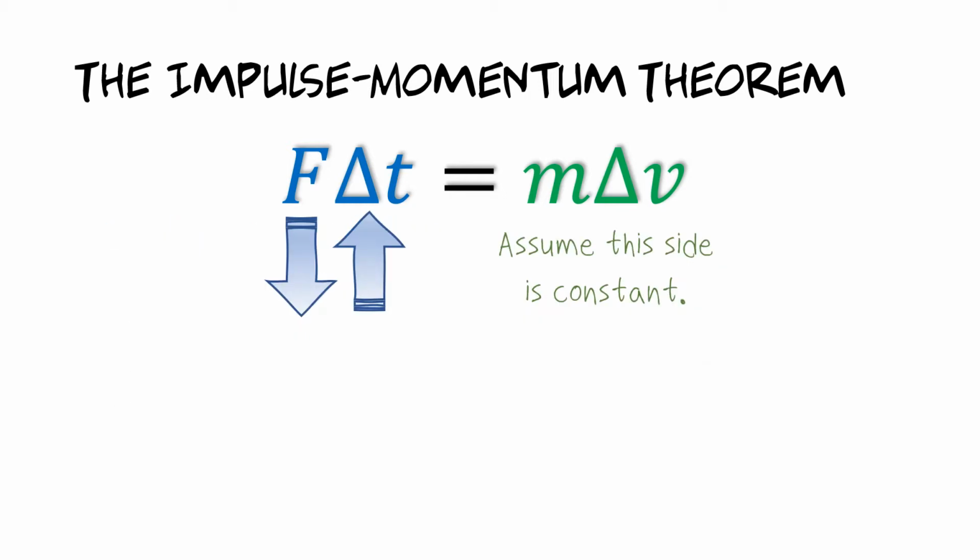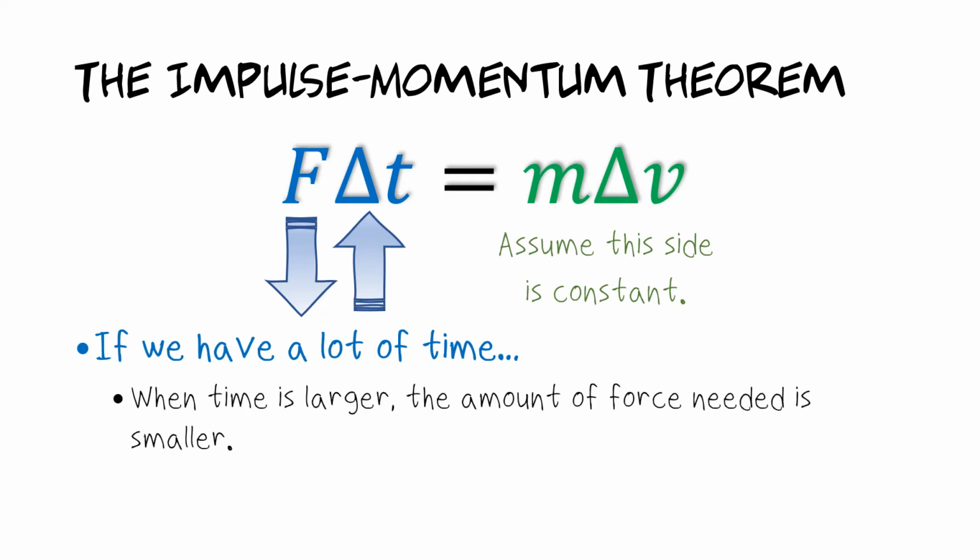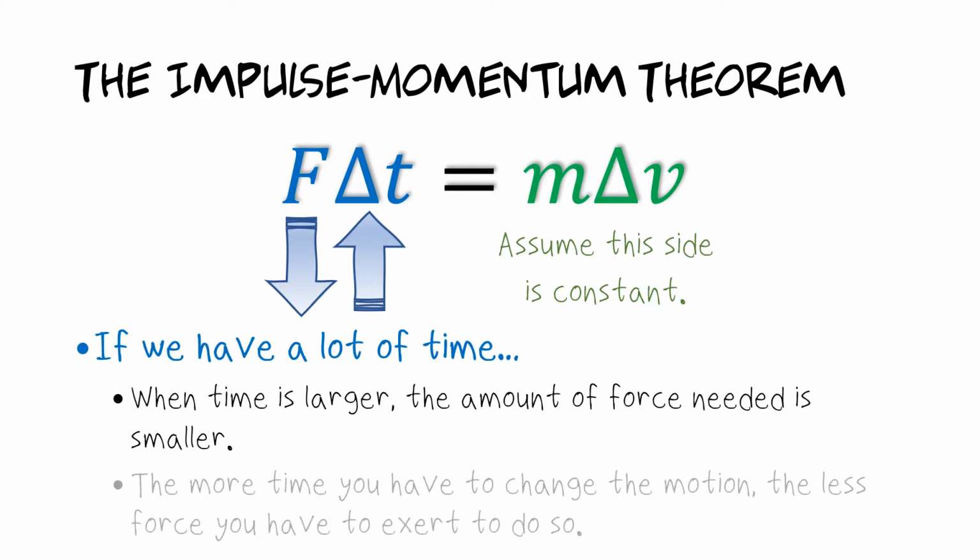So let's take a look at two variations of this scenario. In the first scenario, let's imagine that we have a lot of time. And if the right side of the equation is constant, if delta t is very large, then F is going to drop in order to maintain that constant value. So again, the larger the time is, the smaller amount of force is needed. Basically, the argument is the more time you have to change the motion, the less force you have to exert to do so.